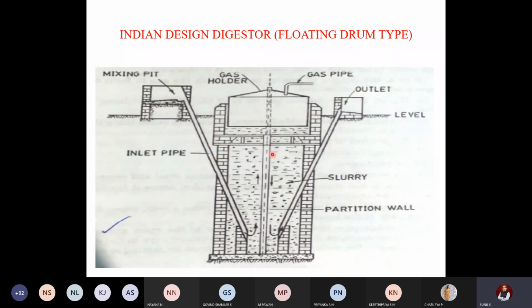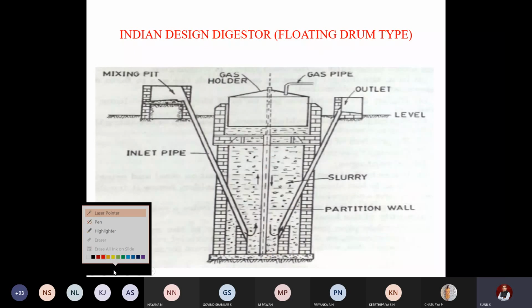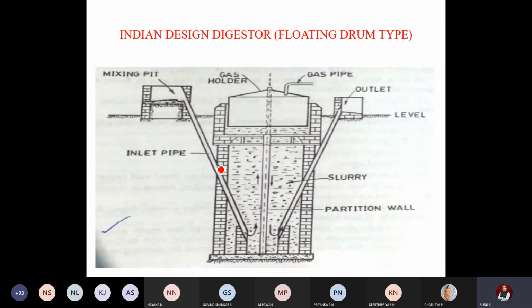This is the second partition of the digester. This part is the first partition of the digester into which all the raw materials are fed. It may be cow dung or any other crop residue, human waste, animal waste, domestic waste, etc. All are fed along with suitable proportions of water, so it forms a slurry here. Over a period of time, it gets digested.